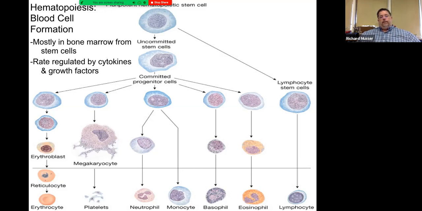Some cells become this huge megakaryocyte. The megakaryocyte then breaks off as fragments of platelets, literally breaking off segments of it. Then you have some that become neutrophils and monocytes. And then, of course, you have your basophils and eosinophils. This all takes place in bone marrow.